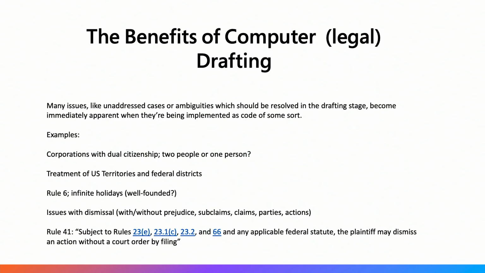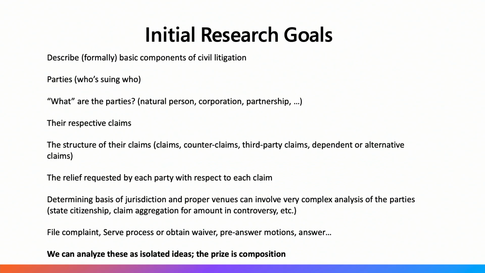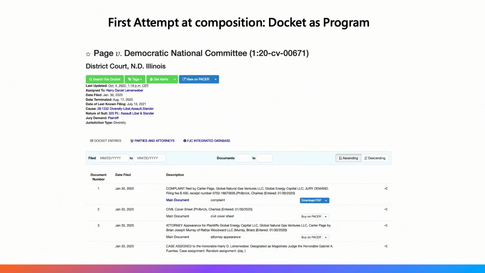In terms of the research goals that we had, the last thing I wanted to mention is that a lot of these things we analyzed in isolation, and we came up with nice ways to discuss them, and we can demonstrate properties about them and get useful answers. The prize is composition. We want to say, okay, these are all components of what we're dealing with here, whether it's parties or claims or jurisdiction. How do we start composing those things?